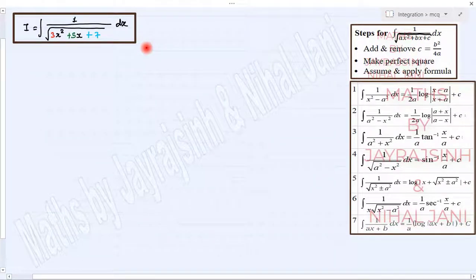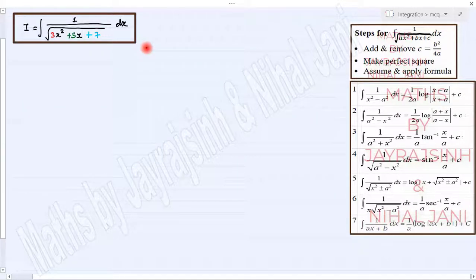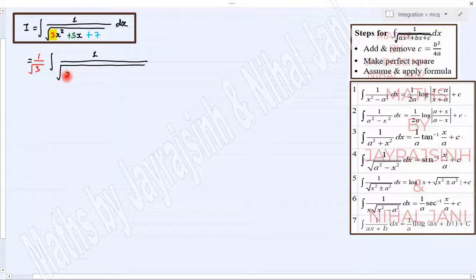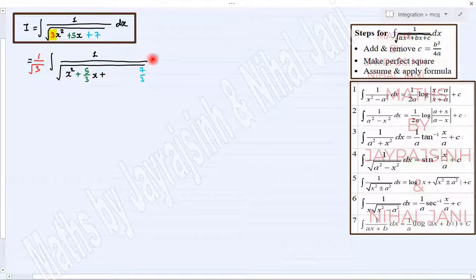In this question, we have the integration of 1 upon under root of 3x square plus 5x plus 7, which is in the form of 1 upon under root of ax square plus bx plus c. Before we start, normally I prefer that the coefficient of x square should be unity. So let's take 1 upon 3 common. So it will become under root of 3, and your denominator will become under root of x square plus 5 by 3x plus 7 by 3.